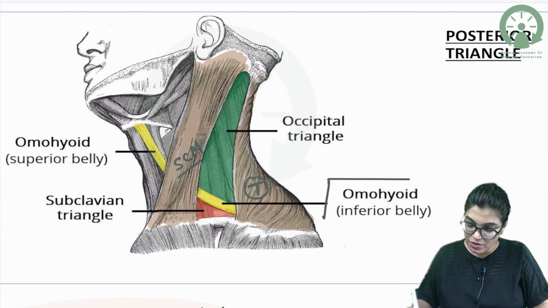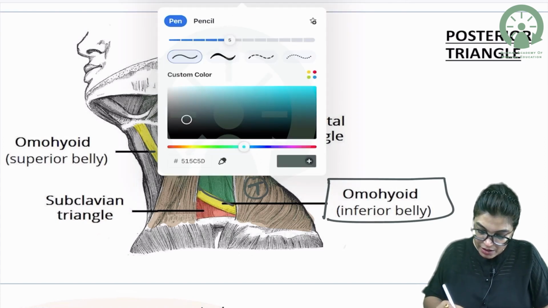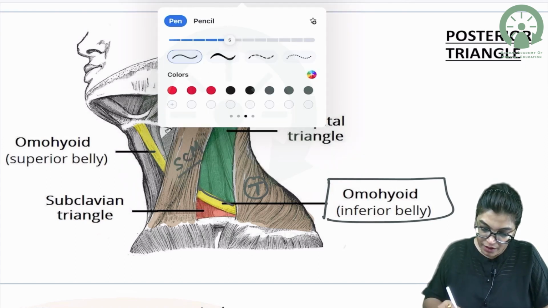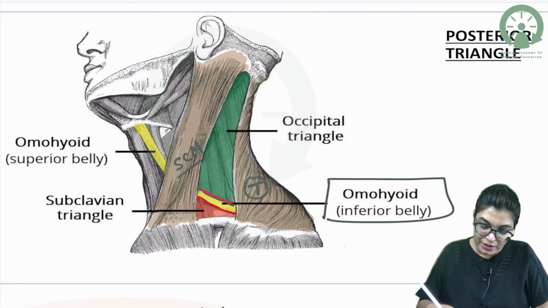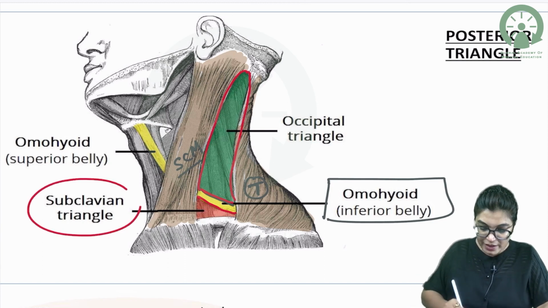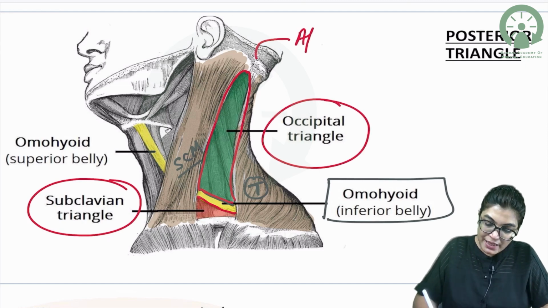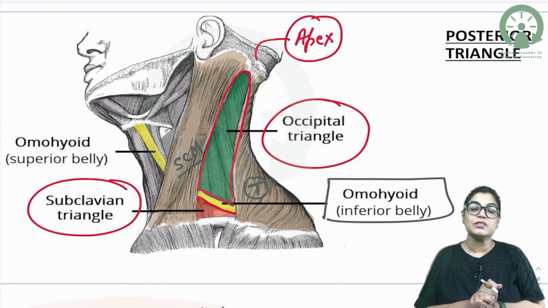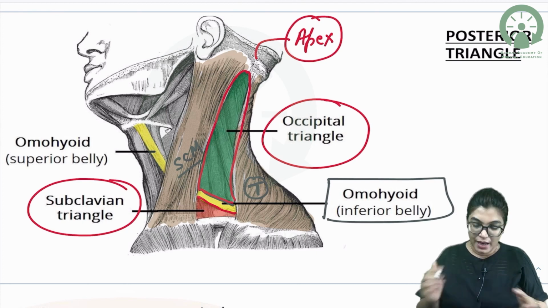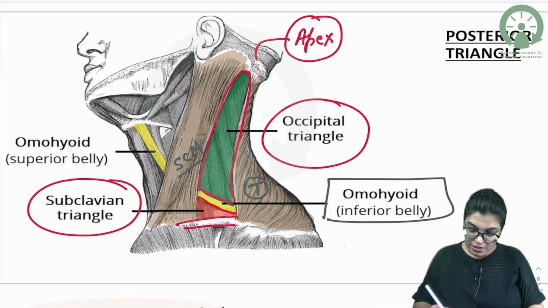Also you can see this is the omohyoid inferior belly. Let me use another color. This is the omohyoid inferior belly, which divides the whole triangular space into the upper triangular space, which is the occipital triangle, and the lower triangular space, the subclavian triangle. The apex is formed at the level of joining of the trapezius and the sternocleidomastoid, which takes place at the superior nuchal line, and the base is formed by the middle 1/3 part of the clavicle. So this is the base.